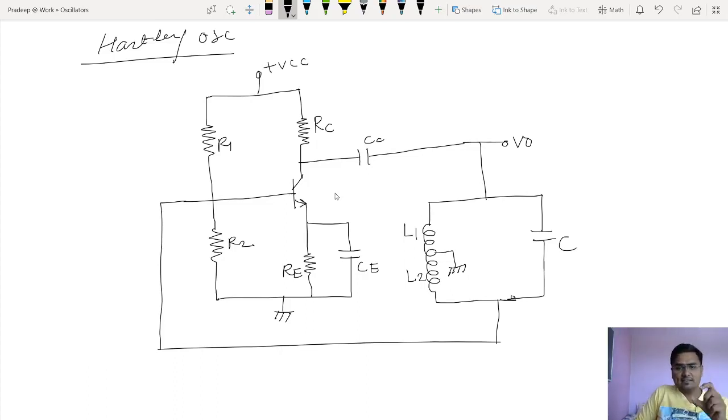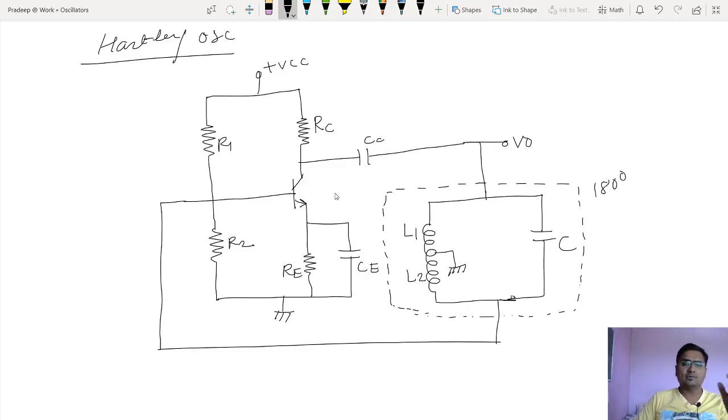This split inductor and one capacitor form the feedback network. This feedback network will provide a 180-degree phase shift with respect to the output voltage. The remaining 180-degree phase shift is provided by the amplifier. So the total phase shift will become 360 and Barkhausen's criteria can be satisfied. See, the 180-degree phase shift is provided by the feedback network, two inductors and one capacitor. The remaining 180 by the amplifier, 360 is done.